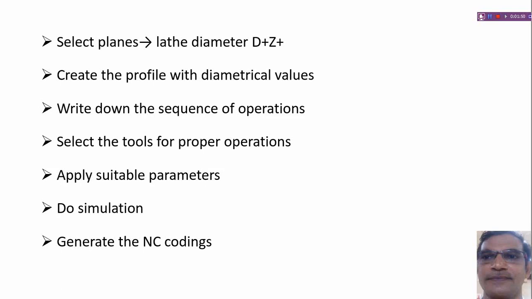Selecting the tool paths for different operations and applying suitable parameters. Finally go with the simulation and generating the NC codings. These are all the steps to be followed. First of all, we will see the coordinate values.